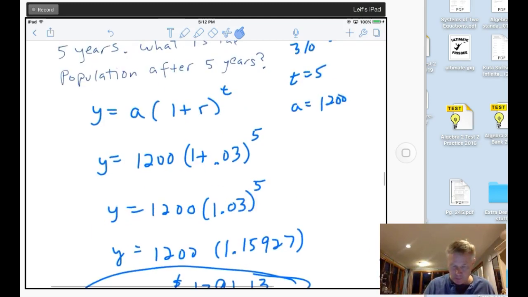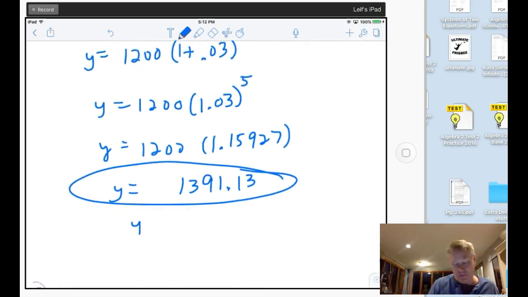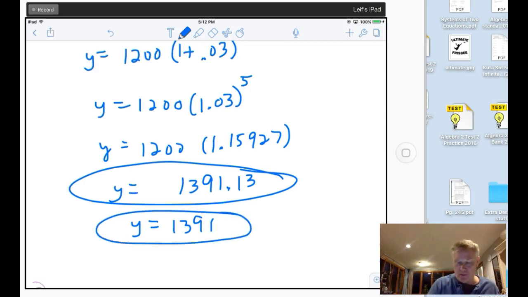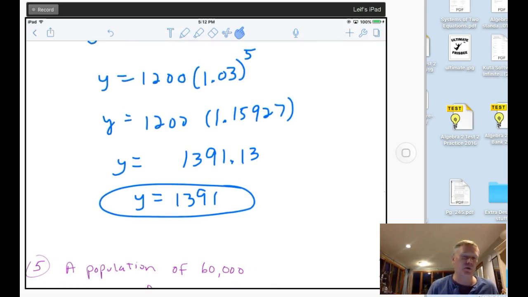Oops, it was population, not money. So I don't want to put that. All right, so since it's a population, you might very well want to round off to the nearest person or deer or rabbit or whatever it was there. But I've never seen anybody knock off credit for being too exact.